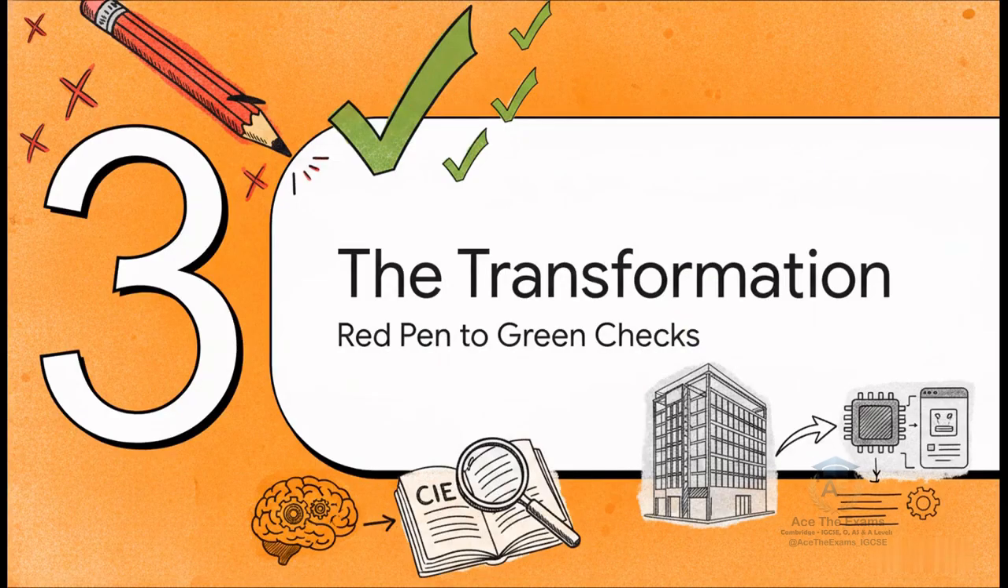All right, moving on to Section 3, the transformation. We are going to take those red pen mistakes and turn them into beautiful green check marks. Let's see how it's done.